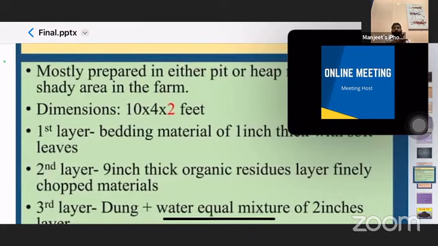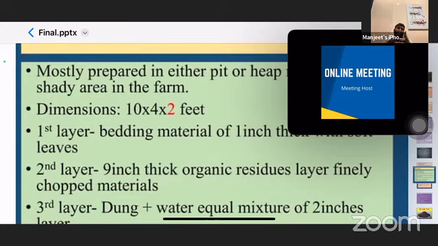So what is the procedure? It is mostly prepared in either pit or heap method in a shady area in the farm. To protect from direct sunlight, our pit should be covered by some mulching material, or it should be in a shady area, so that the worms do not come in contact with direct sunlight.